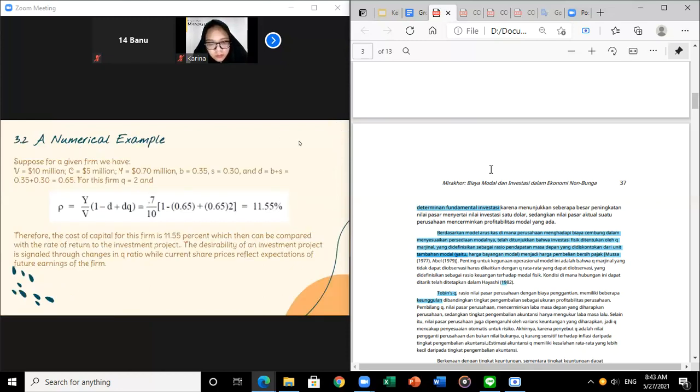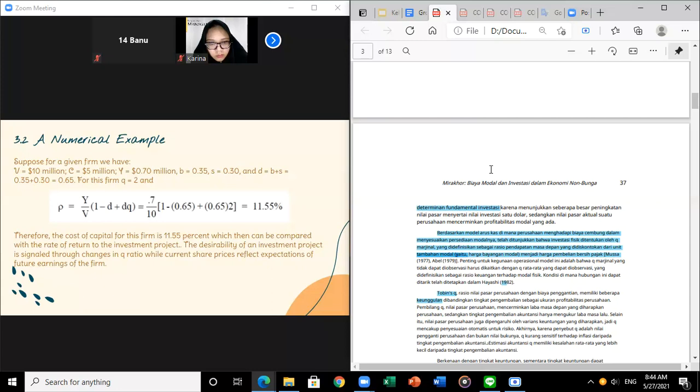So there is a numerical example from the equation. Given V equal to $10 million, C equal to $5 million, Y equal to 0.70 million, B is 0.35, S is 0.38, and D equal to 0.64, and the Q of the firm is 2. We calculate it and we will get 11.55%.